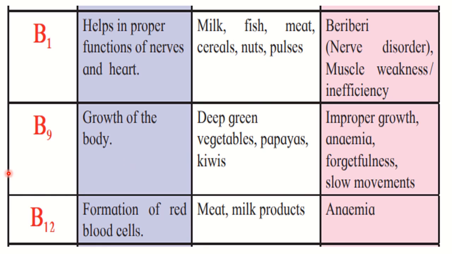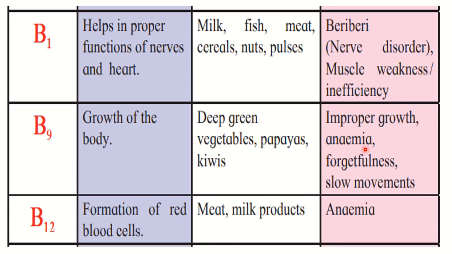Then next is B9. This particular vitamin helps in the growth of the body, and its sources are deep green vegetables, papayas, kiwis. The deficiency diseases are improper growth and anemia. I told you what anemia is.